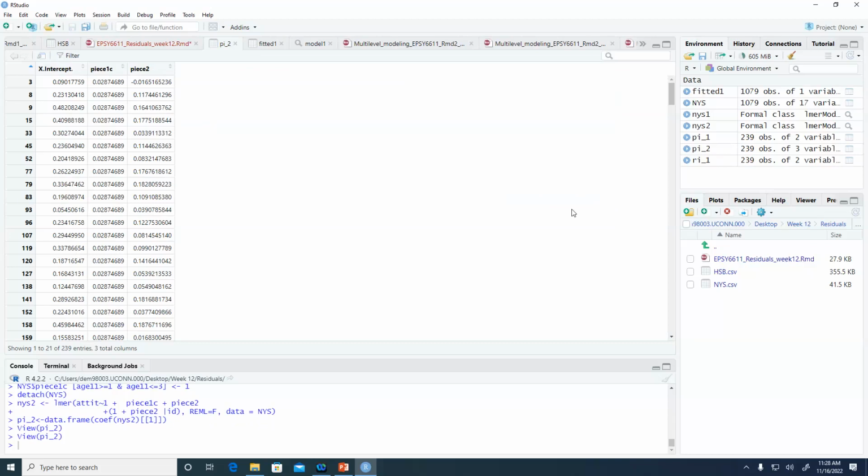So let's just take a look at numbers 3 and 9 again, because those are the ones we were looking at before. You can see that the intercept's pretty similar here. Again, these are our coefficients, right?